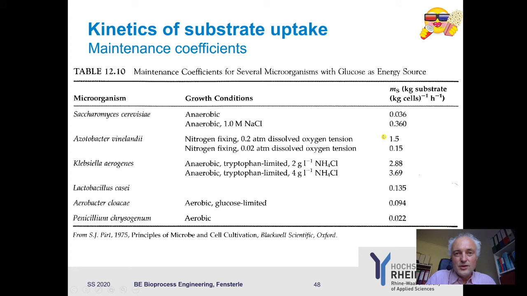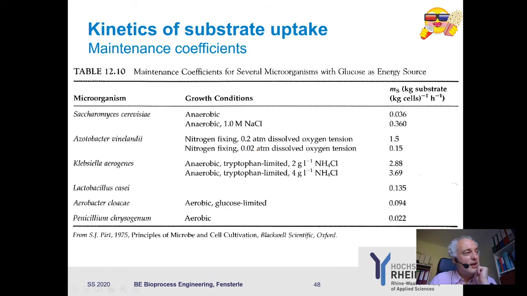What is the reason for that? Can you explain that to me? Please put the response in the chat. What is the reason that my maintenance coefficient is substantially higher for Azotobacter vinelandii if it fixes nitrogen and you have a normal oxygen saturation, and it's way lower if the oxygen saturation goes down?